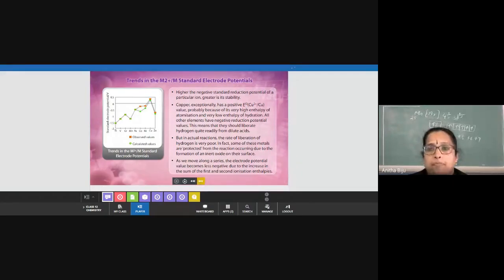Is it capable? No, ma'am. It is not capable of releasing hydrogen because we know this basic concept in the reactivity series. The position of copper is below hydrogen. That's why it is not capable of releasing hydrogen gas from the mineral acid. This is the reason, but this is applicable for only lower classes.